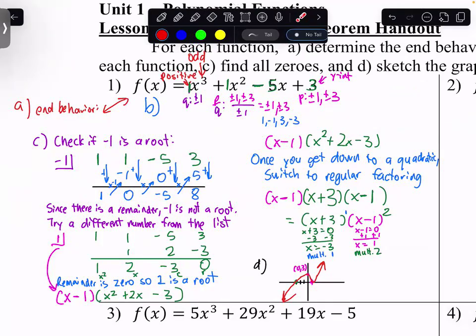For the y-intercept? Well, that's what we're doing when we're doing the synthetic stuff over here. You're talking about doing regular substitution? Yeah. That works too. It's just the same thing.